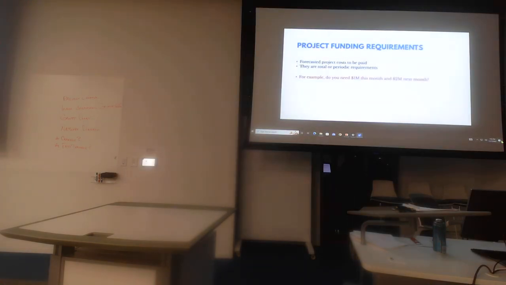Another is going to be project funding requirements. This is the forecasted project cost to be paid. Are we going to get the funding for our project all at once in total? Or do we have periodic requirements for those? For example, do you need $1 million this month and $2 million next month? If so, you need to plan for that in your funding requirements.